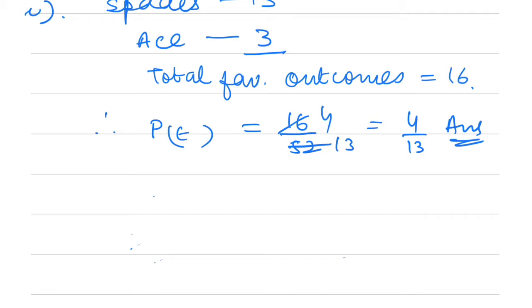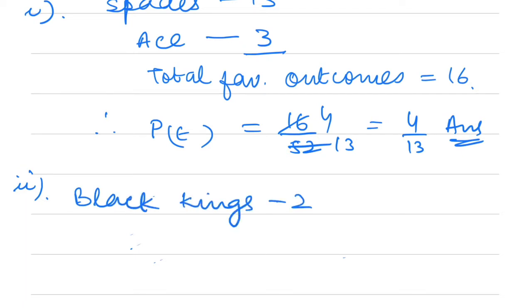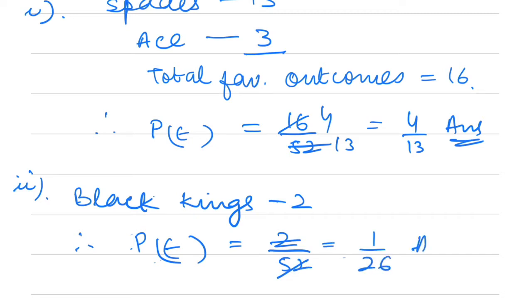Second part, they say a black king. So we know there are 2 black kings. Therefore, probability of this event is equal to 2 by 52. So we have 1 by 26. Answer.